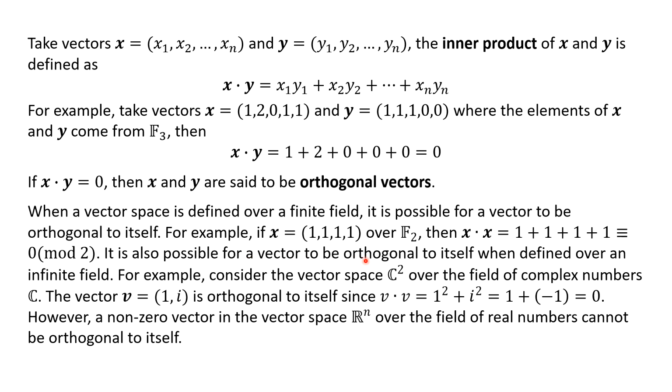It's also possible for a vector to be orthogonal to itself when defined over some infinite fields, not all. For example, consider the two-dimensional complex vector space over the field of complex numbers. Then take the vector (1, i). That's orthogonal to itself because when we take the dot product, we get 1 squared plus i squared, but i squared is minus 1, and then you just get 0. However, a non-zero vector in Euclidean n-space, R^n, over the field of real numbers cannot be orthogonal to itself.